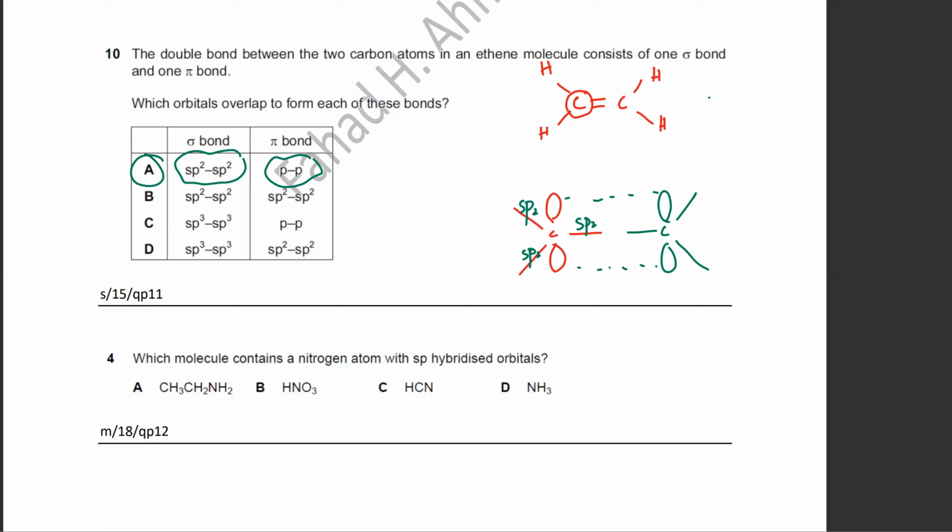Rubab, yes? Hania, sir, is this clear? Zari, is this clear? Mariam? Yes, sir.